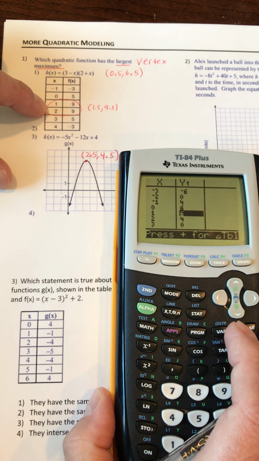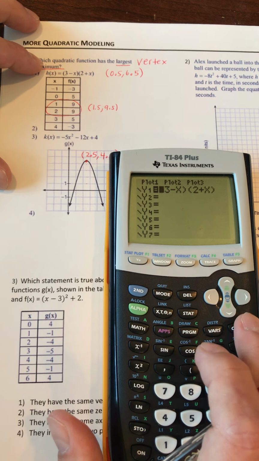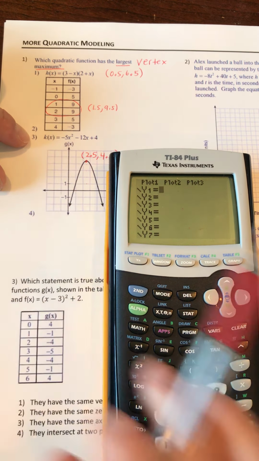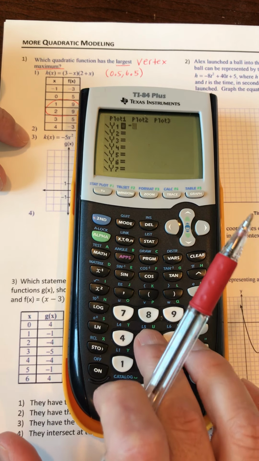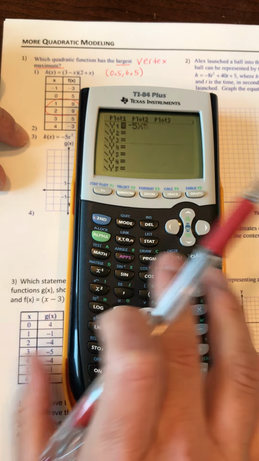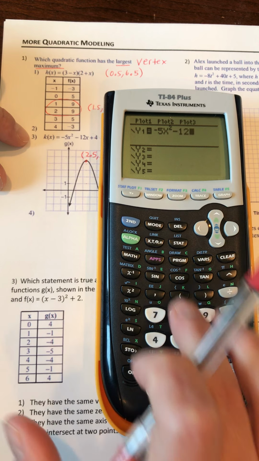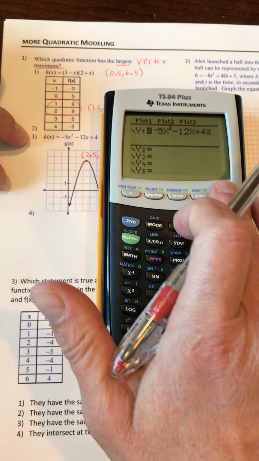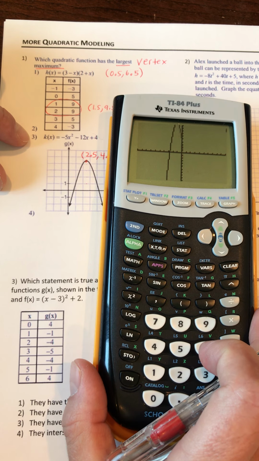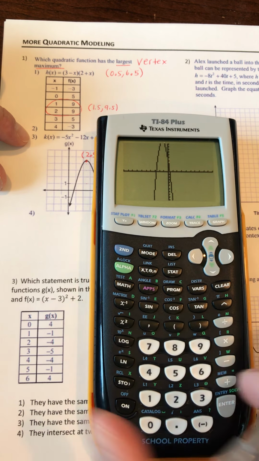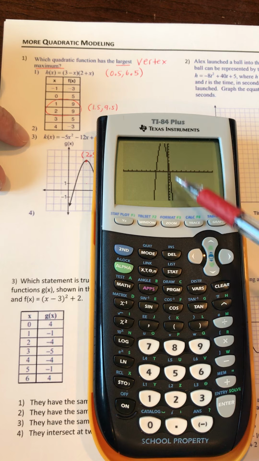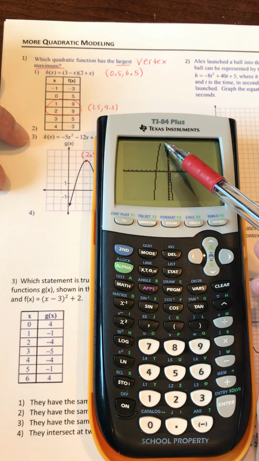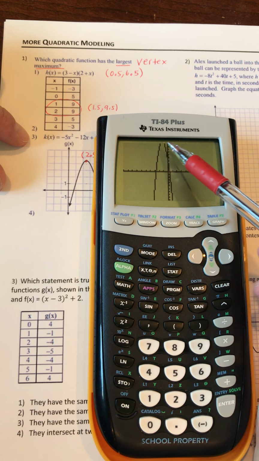Then I'm going to plug in choice 3, which is that other equation, k of x: negative 5x to the second minus 12x plus 4. And we're going to graph it. Now, if you look at this one, keep in mind that this is a 10 by 10 grid. So this one went above 10. So clearly this one is higher than 10.